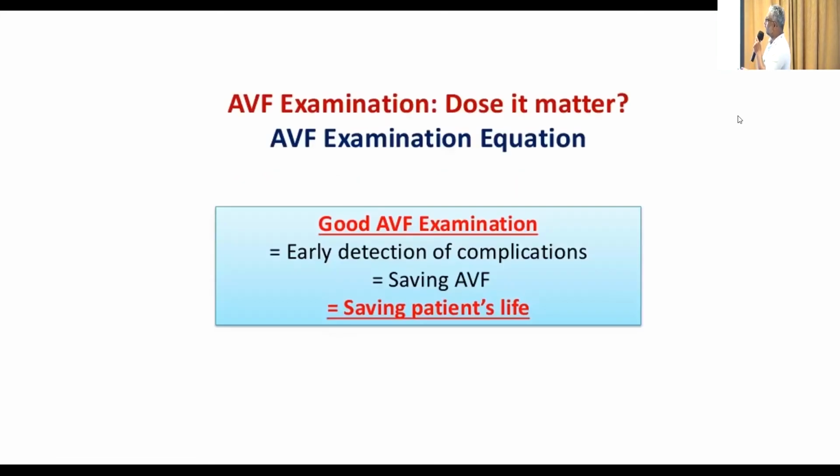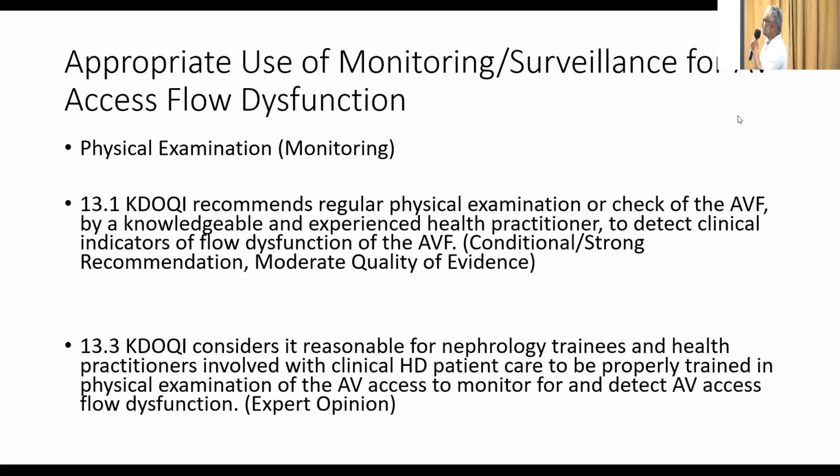Again, if you have a good AV fistula examination, you detect these problems earlier. Maybe the patient who had a collapsed or thrombosed fistula, if he was examined earlier, maybe he had some outflow obstruction, was sent to the vascular surgeon, the patient couldn't have got the thrombosis, right? And then it equals saving. So again, it's reiterated in the KDOQI guidelines that regular physical examination or check of the AV fistula by a knowledgeable and experienced health practitioner to detect clinical indicators of flow dysfunction. And this is a strong recommendation, all right?